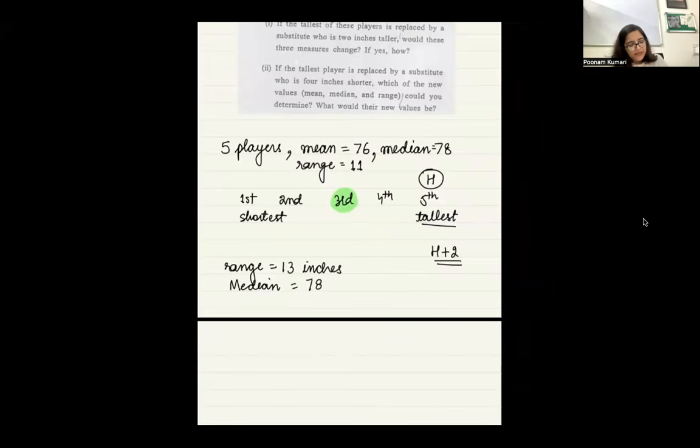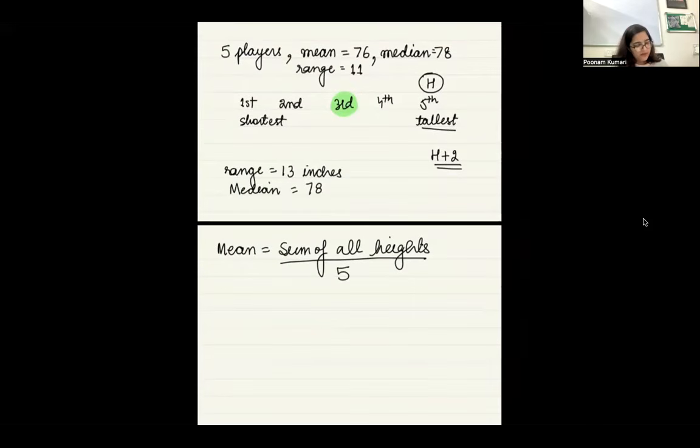So what is mean? Mean is nothing but the sum of all the values, the sum of all heights, divided by 5 people, right? Earlier, what was the sum of all 5 people? Earlier the mean was 76, so the sum of all heights will be 76 times 5. What is that? 380.